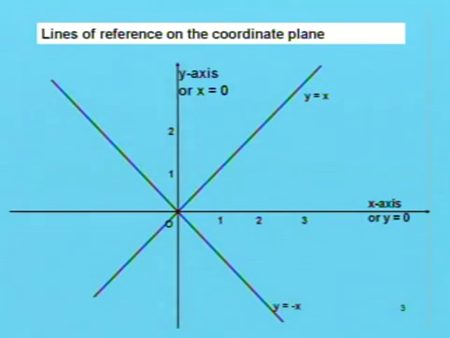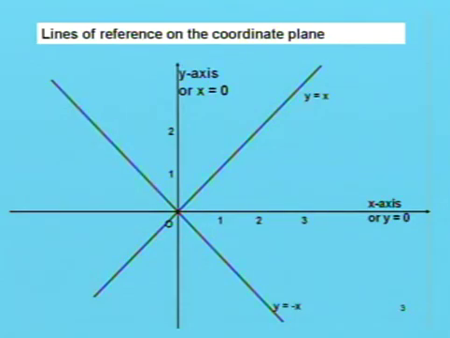The line going down from the top right to the bottom left, making 45 degrees with the x-axis, 45 degrees with the y-axis, or the line bisecting the right angle here, that line is the line y is equal to x. The equation of that line is y is equal to x. Any coordinate point along that line will have an x value equal to the y value.